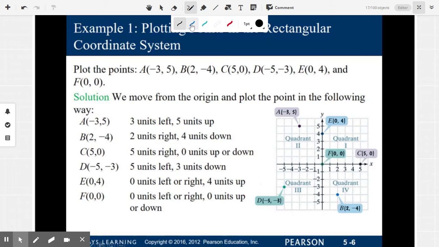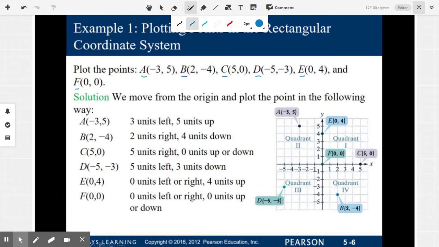All right, so here is just another quick review of plotting points. Notice one thing to note, that points are named with capital letters. So if you see a capital letter on a graph, that is naming a specific point. (-3, 5), (-3, +5), (2, +2), (-4) is down here.